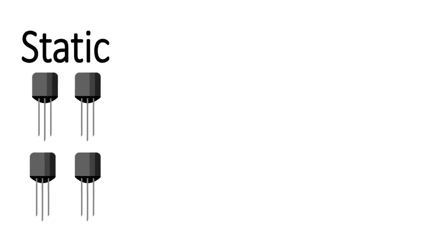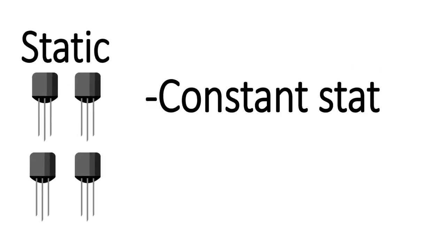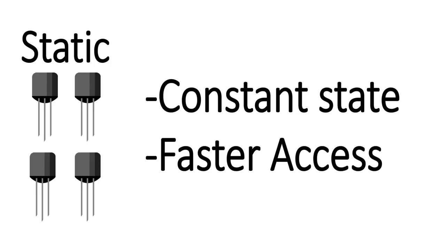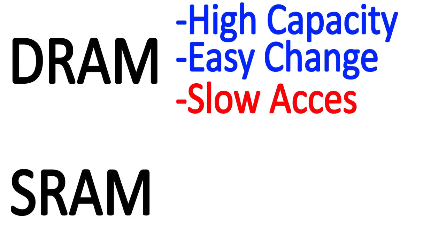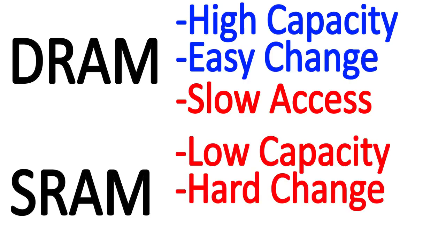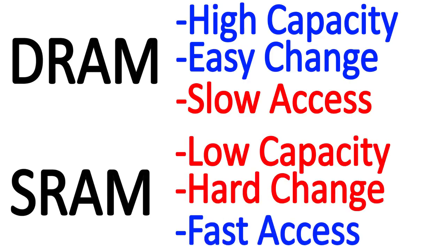The advantages of this method is that unlike capacitors, static memory is constantly in the state that it's in. Whether it's representing a 1 or a 0, it remains that way and can be read that way until it's told to change. And this means that it can be accessed much faster than dynamic RAM, which sometimes has to wait for a refresh before it can be read. So we have a high capacity, easy to change, but somewhat slow system of memory, and a low capacity, harder to change but instantly readable system of memory.